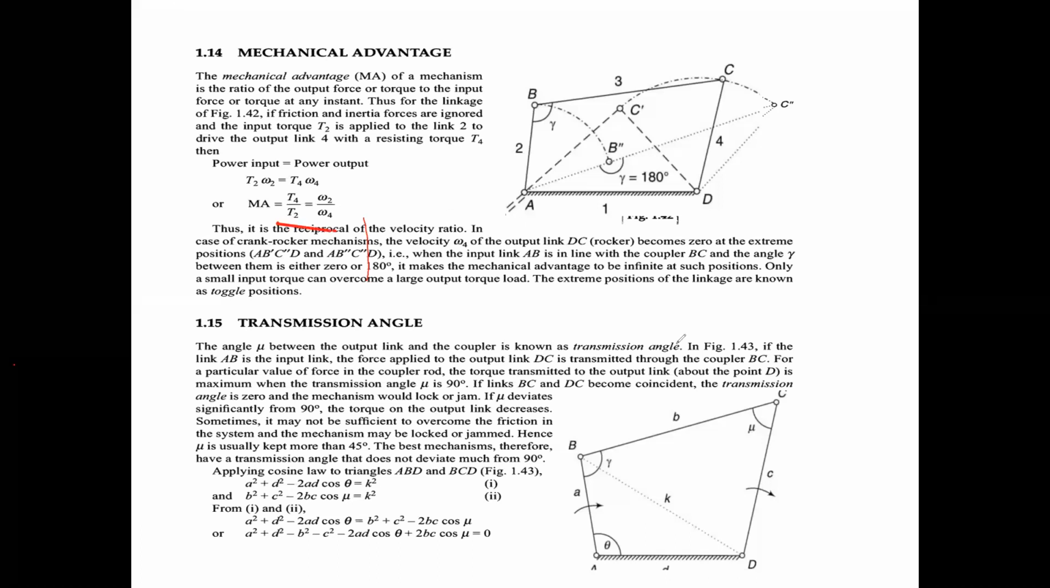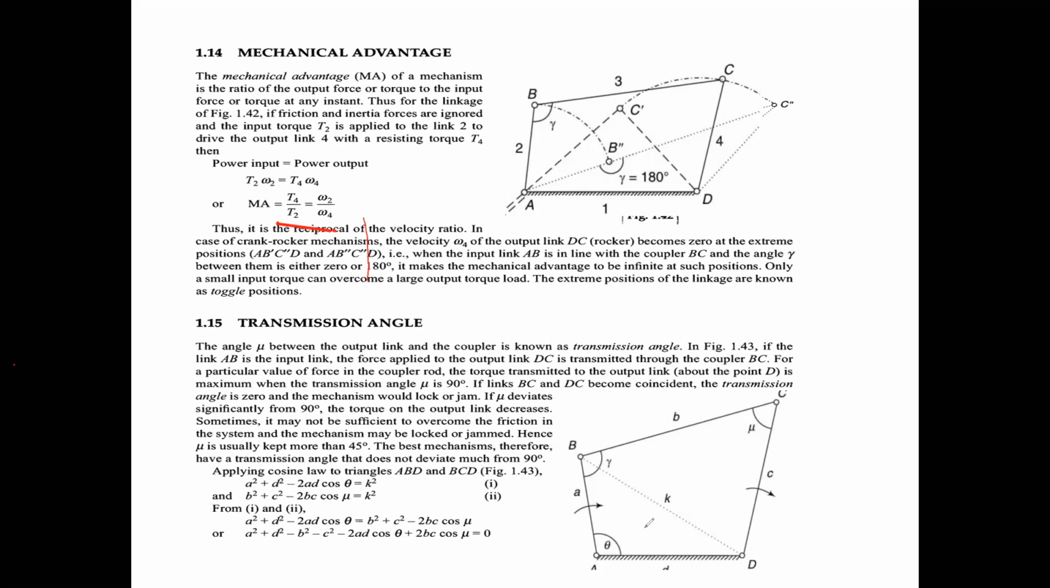That is the representation: which is acting as the input link and which as the output. From that basis, the power input is T2 omega 2 and the power output is T4 omega 4. Now coming to another important term, the transmission angle. The angle between the output link and the coupler is known as the transmission angle.